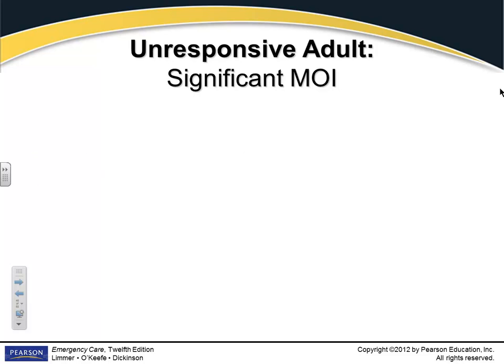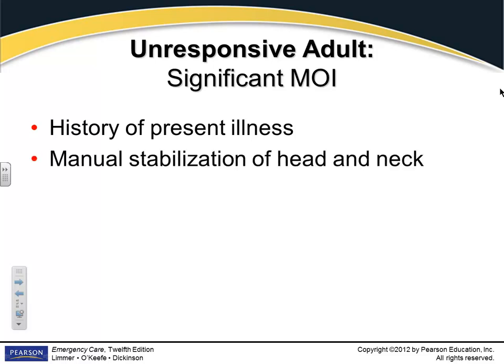An unresponsive adult with a significant mechanism of injury. Here we're talking about an unconscious guy that's been ejected from a vehicle or something of that sort. You're going to try to get a history of present illness, which is what happened here. You want to determine what the significant mechanism of injury really is. How did it happen? Did anybody see it?